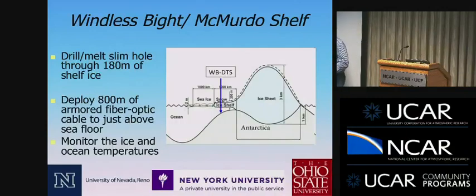Here's just a schematic. Here's the ice sheet. You can see it's grounded below sea level, and this gives you a little bit more of the sense of the scale. This is several kilometers above sea level. And the ice shelf sits out here and then breaks off, and we're going to drill our way right through there. Okay? And it's about 180 meters of ice, and it's about 800 meters of ocean below this.